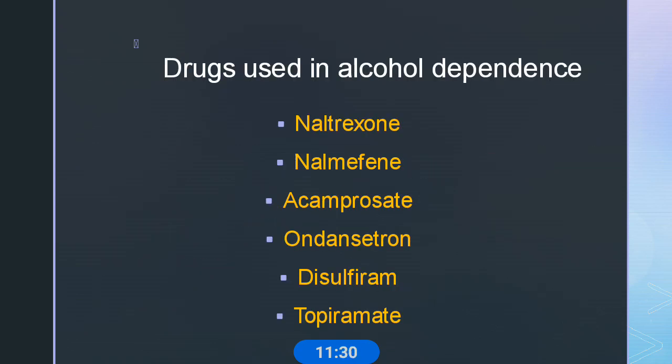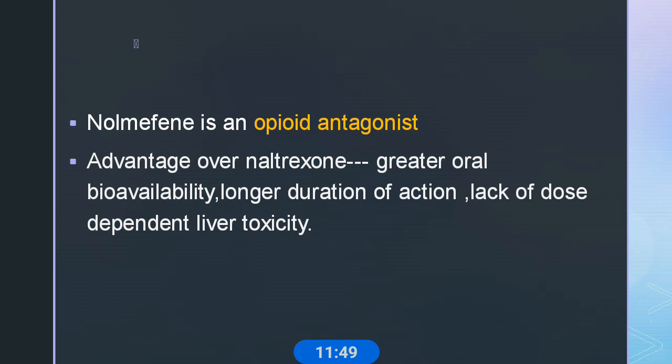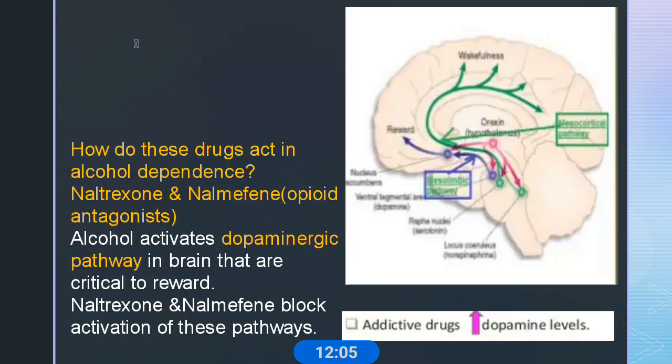What are the drugs used in alcohol dependency? Usually naltrexone, nalmefene, acamprosate, ondansetron, disulfiram and topiramate. These drugs are mostly used in alcohol dependence. Nalmefene is an opioid antagonist. Compared with naltrexone, it has some advantages like greater oral bioavailability, longer duration of action, and lack of dose-dependent liver toxicity.